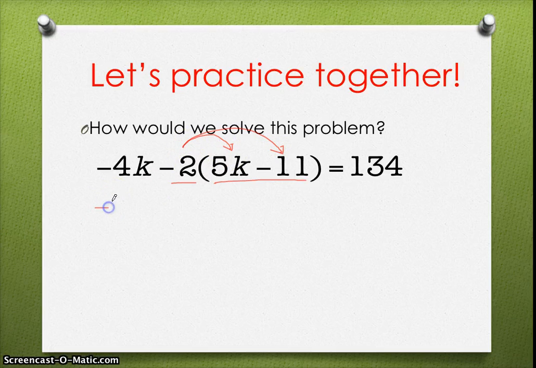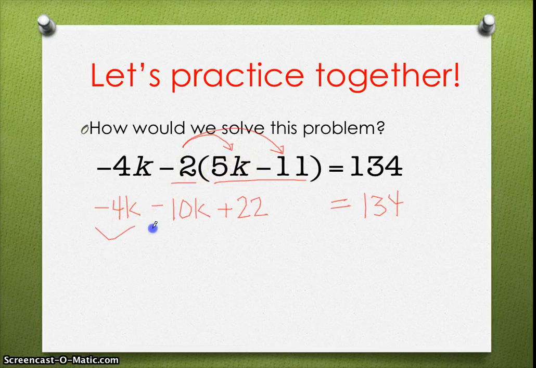So negative 4k stays the same. Negative 2 times positive 5k gives us a negative 10k. Negative 2 times negative 11 gives us a positive 22. Then we keep 134 the same. Again, we applied the distributive property.